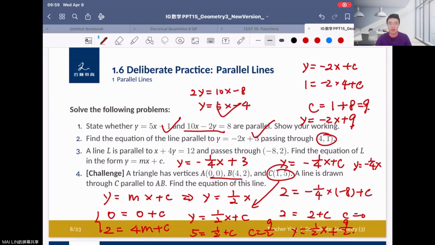Okay, that's for today's lesson. I hope you understand how to draw the graph and how to find parallel lines, because they have the same gradient. So first, try to determine that the new line's gradient equals the original line's, okay? And then try to find the full equation of the line, okay?